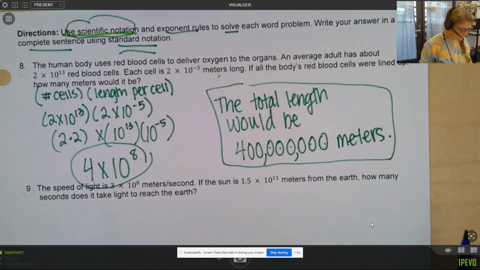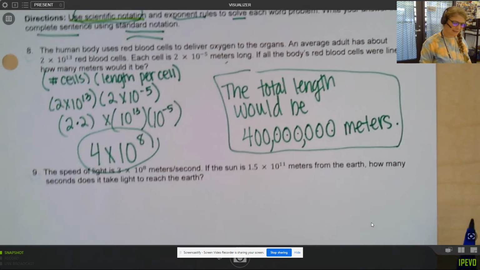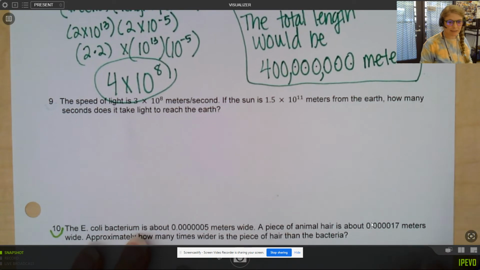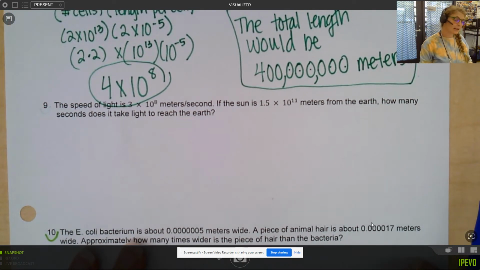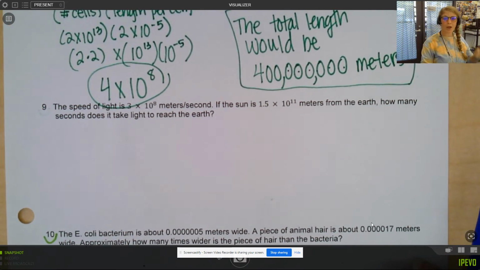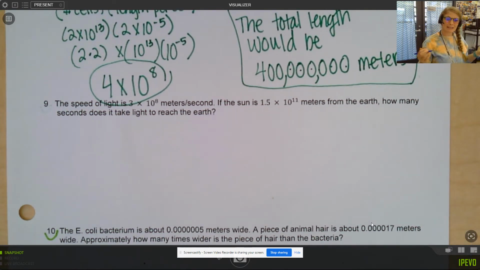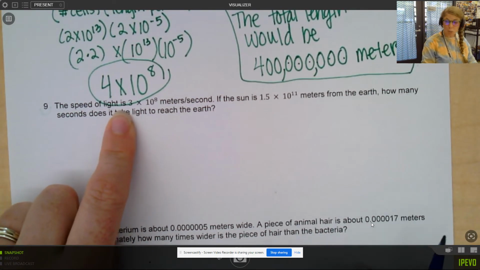Okay, so the next one, ooh, speed of light. The speed of light is 3 times 10 to the 8th meters per second. If the sun is 1.5 times 10 to the 11th meters away from the Earth, how many seconds does it take that light to reach the Earth? We're getting old sunlight, you guys. It's not fresh. It took a long time to get here. So speed of light is super fast.